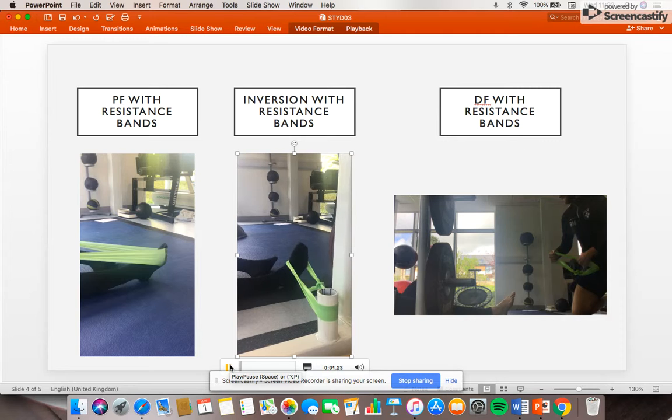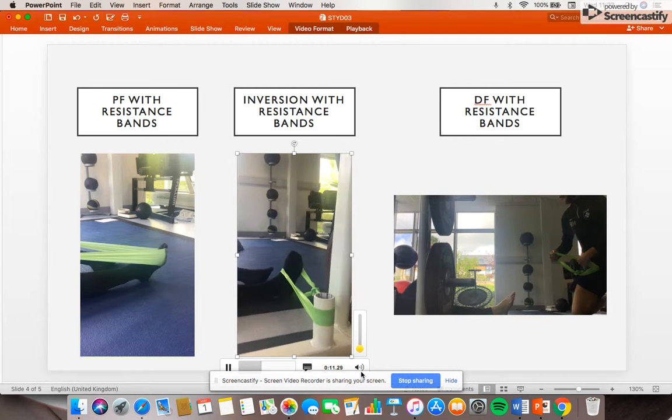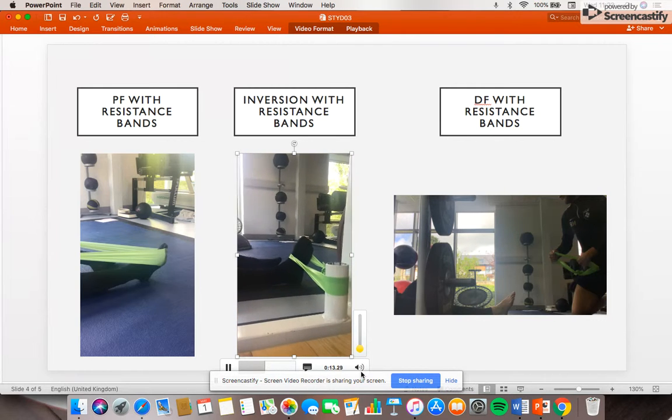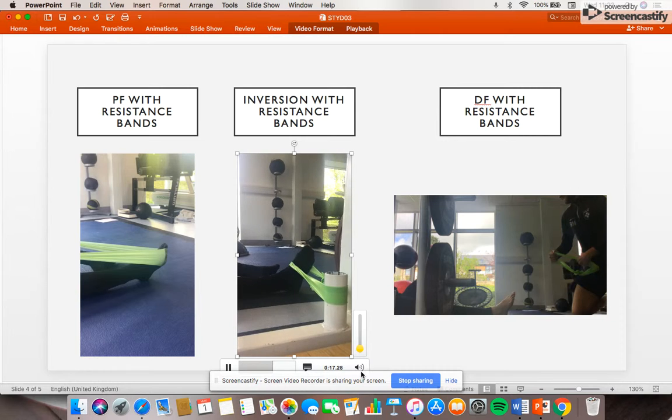What we see here is the client working on inversion with the resistance band. This exercise is good because it could be used in any location, even if the client is not with the therapist.